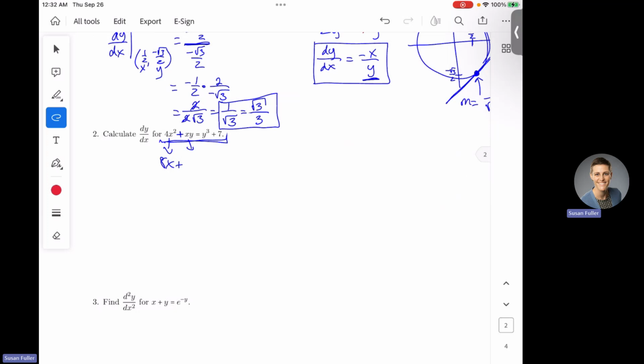This is x times y. I have something with a variable times something with a variable. That tells me I have to do the product rule to take the derivative of this.